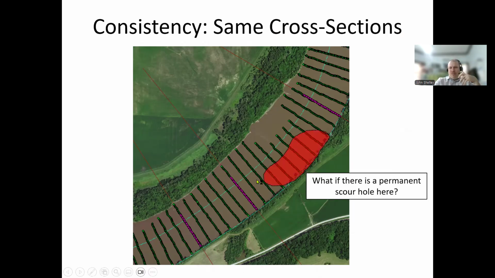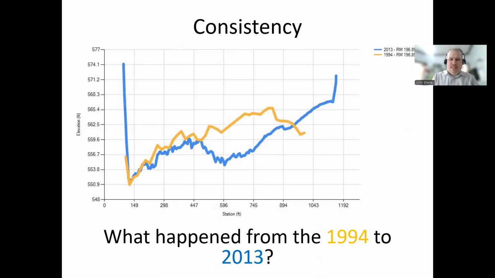The reason is, what if there's a permanent scour hole that is right here for some reason? If I just take averages, or even if I build a surface like in GIS, using data from one year and I subtract the other year, I'm going to show some big change that's not really change. It's just based on my data sampling missing that in one of the years. So for cross-section analysis, both years need to be in the same location, so you have consistent cross-sections. The next thing is consistency in the portion of the channel that you're including. So what happened from 1994 to 2013?